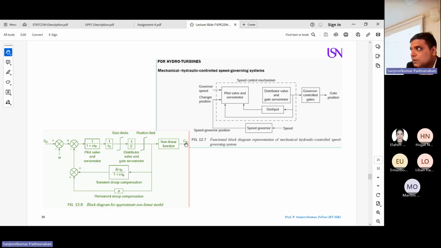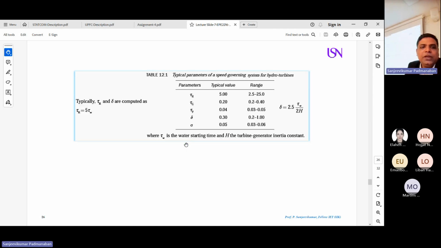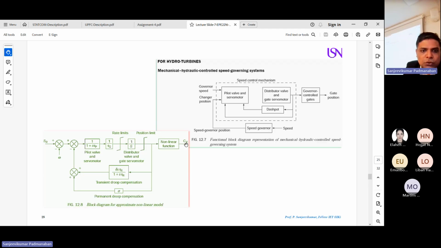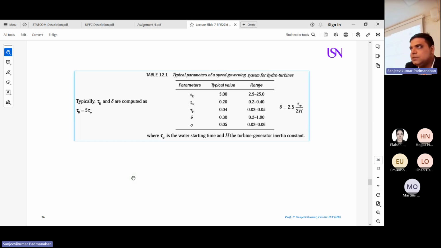Can I go to the next one? Now we need to know what are the typical value used in these blocks, time constants. So for example, there is a tabulation value. Usually the typical value of your tau r and delta are computed as tau r equal to 5 times tau w. So this is the guidelines we use to design this one.